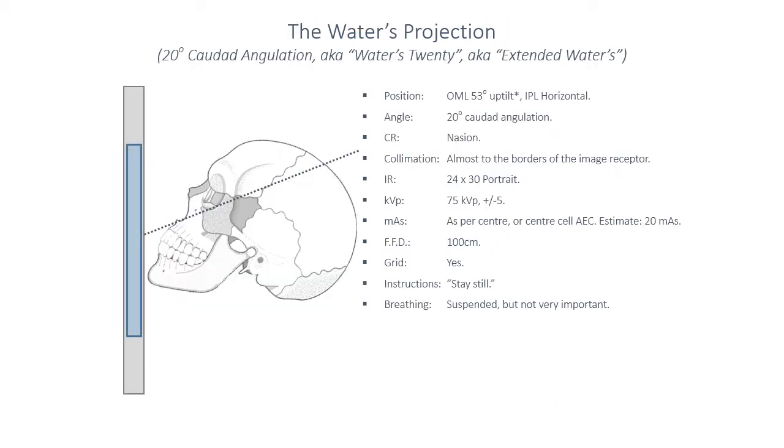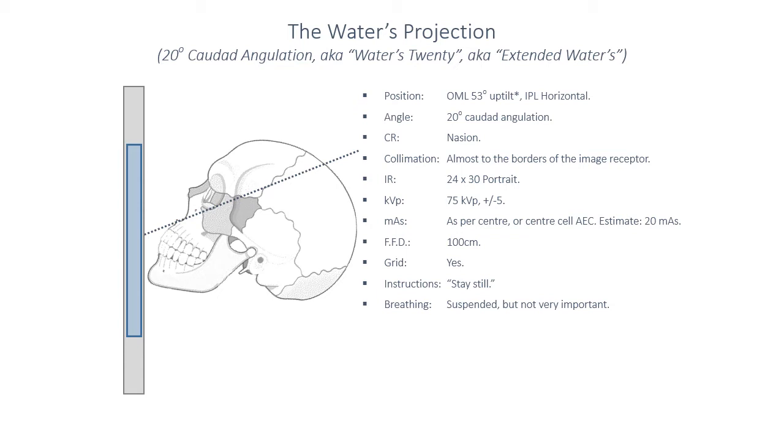We will move on now to the Waters 20, also known as the extended Waters projection. The Waters projection has the patient positioned identically to the Waters 0 or zero angulation projection. There are two differences. The first difference is that there is a 20-degree caudad angulation of the tube. Correspondingly, because structures will be projected further inferiorly, we need to move the image receptor inferiorly to correspond to that. Otherwise, the projection, in all ways, is similar to the Waters 0 projection.